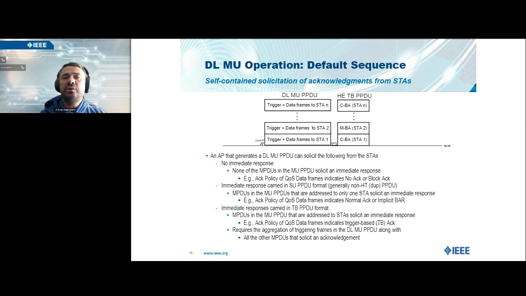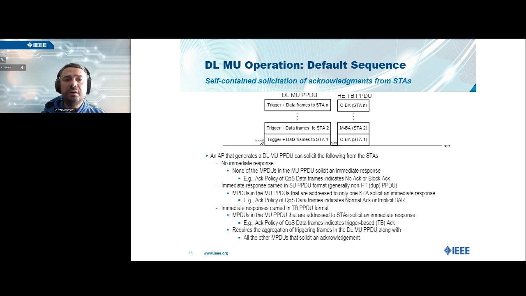So this one is generally a non-HT duplicate PPDU, for the reasons we mentioned earlier in terms of legacy compliance or legacy friendliness, if you will, so that they can set their knobs correctly. Here, the SU PPDU is going to contain the acknowledgement of only one station, because if there were more than one station, those PPDUs would be overlapping and colliding with each other. And then we go to the two or more case, where the immediate responses are going to be carried in a trigger-based PPDU format, and where the resources in frequency and the other parameters are going to be provided by the trigger frame itself.